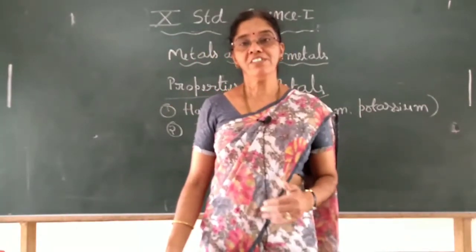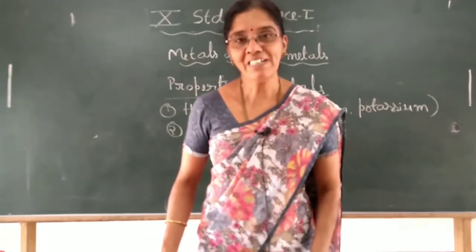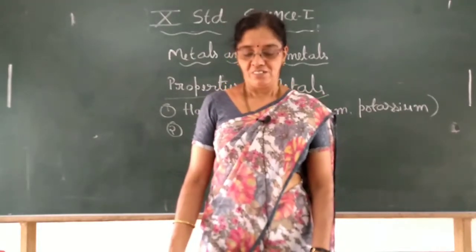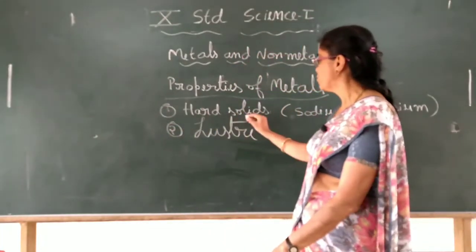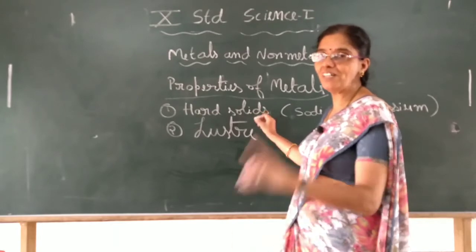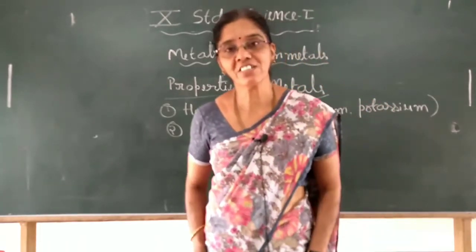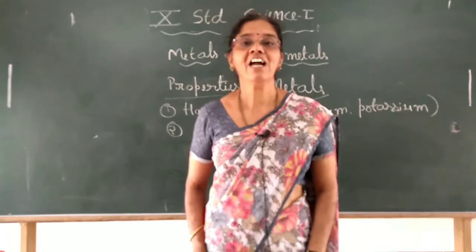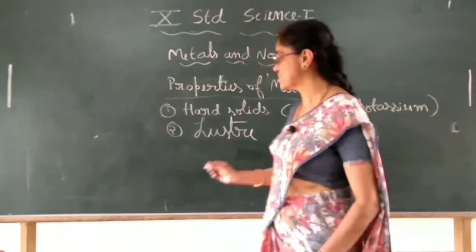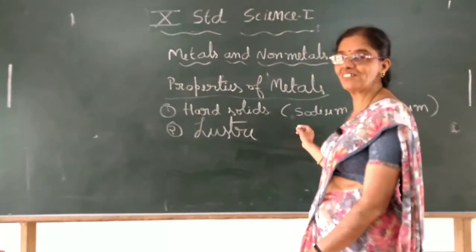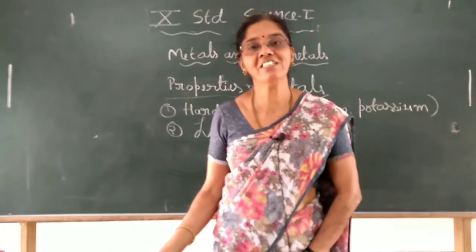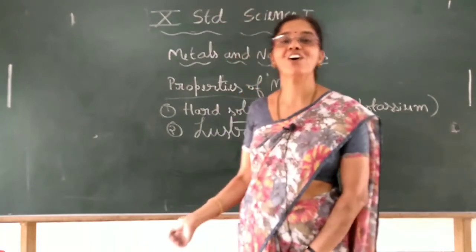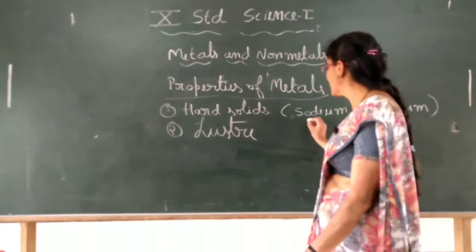Now, if you take the metals, they are solids, I said, but one exception is there. One metal is present in liquid state at room temperature. Do you know? Yes? You will find it in a thermometer, that metal in liquid state. Guess which one it is? Yes, some of you got the answer correctly. It is mercury.